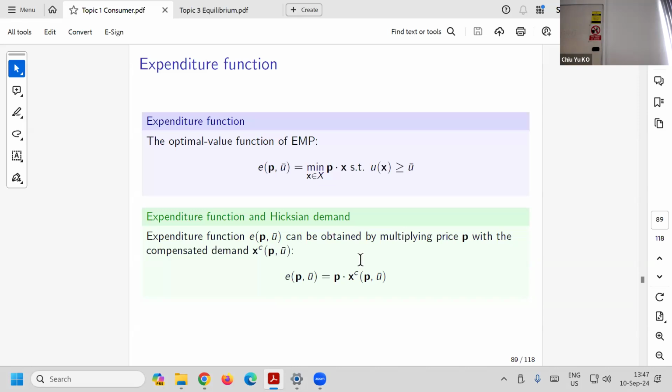Let me repeat the statement. The expenditure depends on price and utility, right? You observe expenditure, how the consumer consumes. You observe prices. What you can do is back out the U, which is not possible if you don't have this function. If you have this function, right, you can back out the U. Let me show the example, then you will see what I'm saying. Okay.